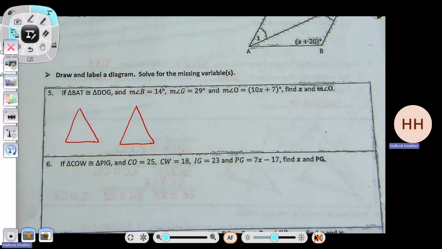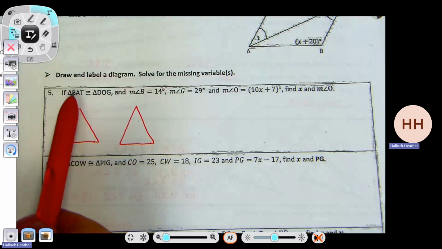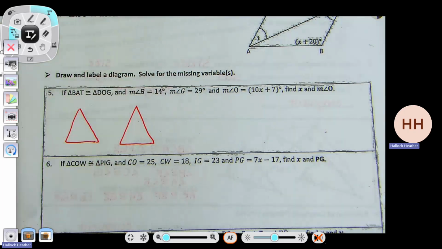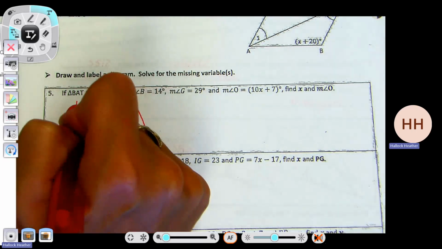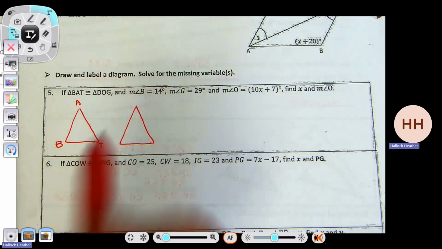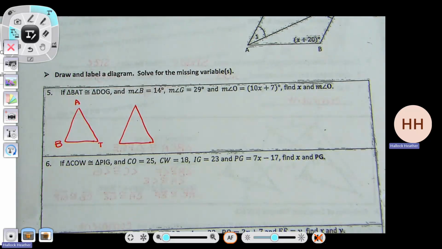How you write the first one does not matter. Remember, I have to use B, A, and T. It does not matter where B, A, and T go, but they have to go somewhere on the first triangle. So I'm just going to put B down here, A at the top, and then T over here. But how I write the second one is based on the first one.